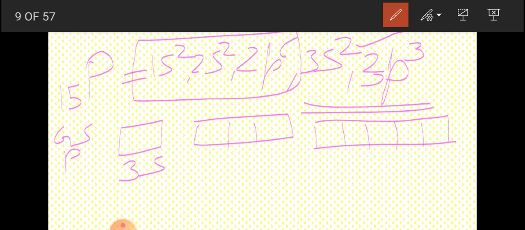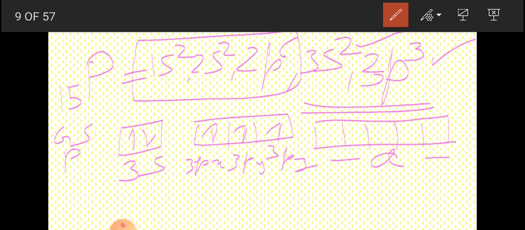In 3s, 2 electrons are there, 1 and 2. In 3p, 3 electrons are there, 1, 2 and 3. These 3 orbitals are 3px, 3py and 3pz. Okay, and you can see that d orbitals are empty for now. This is the situation of electrons in the ground state.